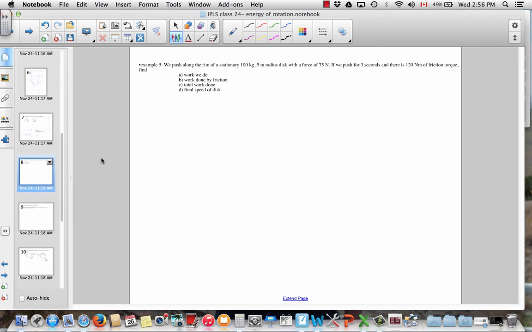So a really simple question here. Let's imagine that we have a disk, and then we exert a force along the edge of 75 newtons. So this might be looking at it in top view, right? We're looking down from above. We push it for 3 seconds. Oh, there's some frictional torque, so there's some resistance in the bearings there. And we want to find the work that we do and the work done by friction.